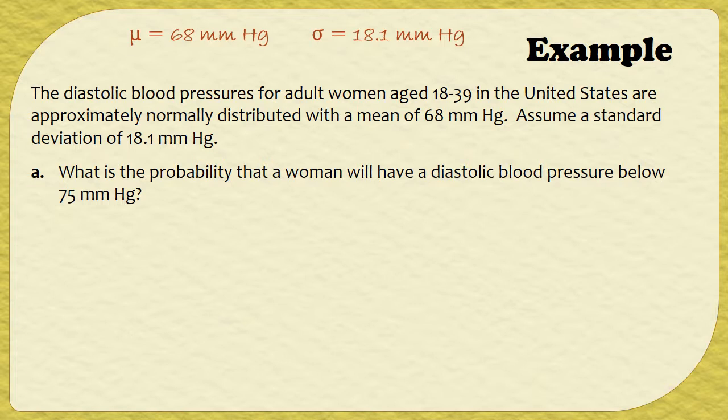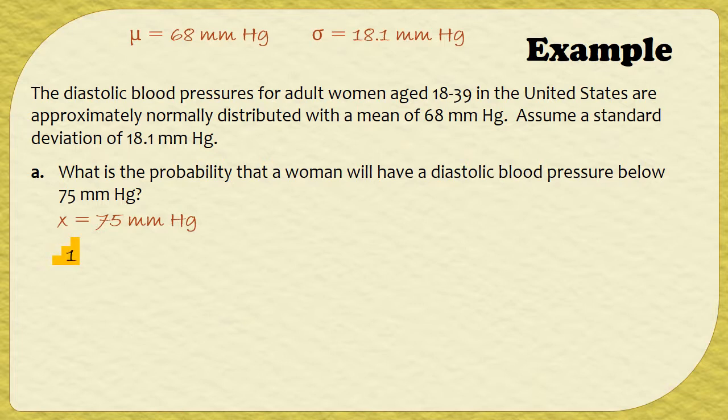For example, what is the probability that a woman will have a diastolic blood pressure below 75 millimeters of mercury? The first step here is to write down the x value we've been given. So since we're interested in those who have blood pressures below 75 millimeters of mercury, remember x and z are kind of like that cutoff point. So even though we're interested in blood pressures below this amount, we're going to use the amount as the x value.